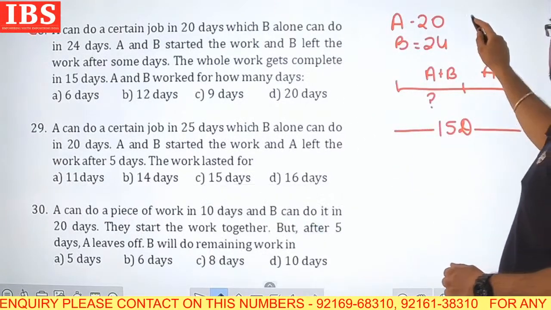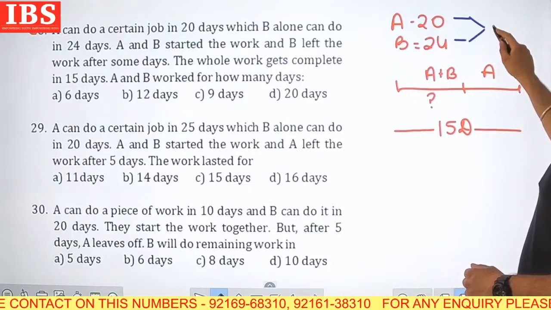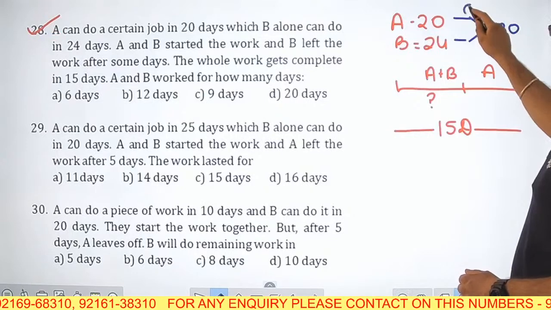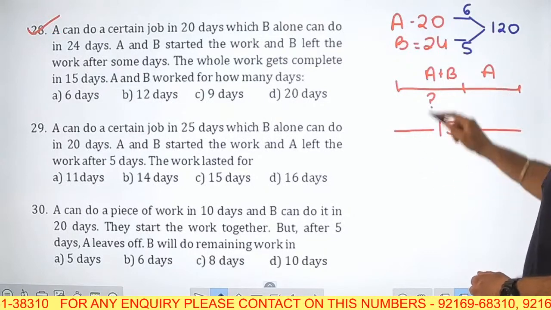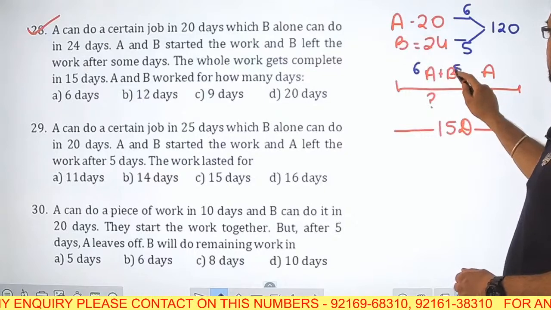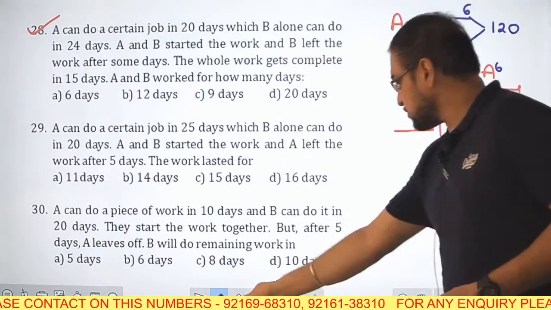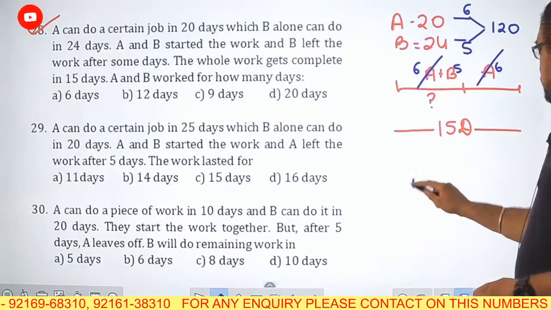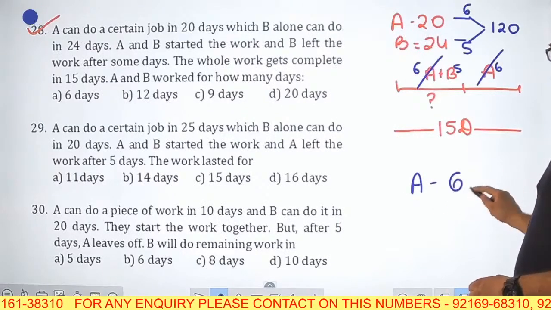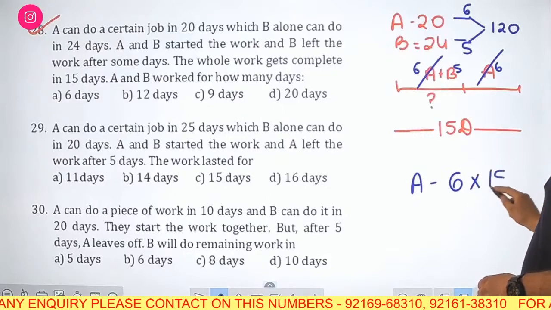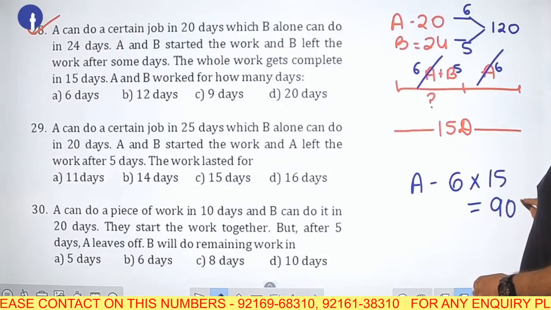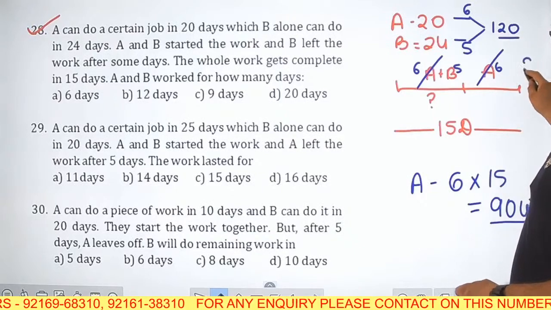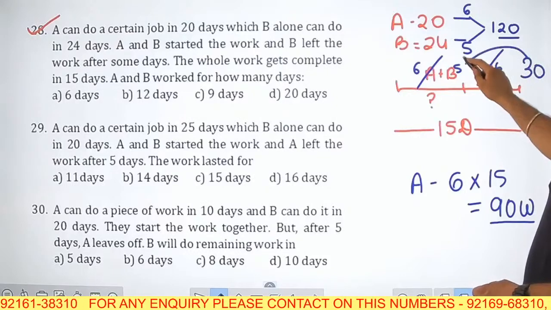First take the LCM. The LCM will be 120. This is 6 and this is 5. So we cancel the work done by A first. So A is for the whole time. So A does 6 work every day, and in 15 days he will do 90 total work. 90 work is done. Okay, so out of 120, 90 is done. So remaining is 30. 30 will be done by B.